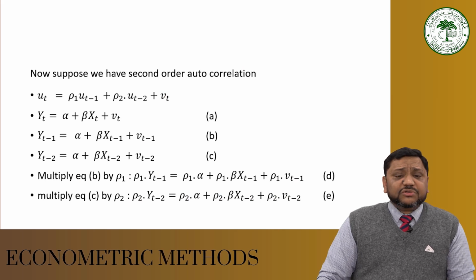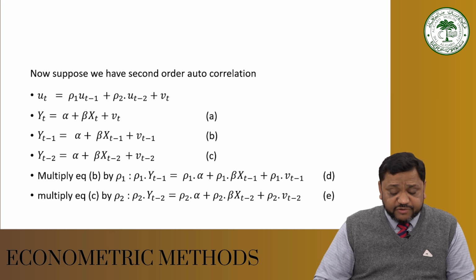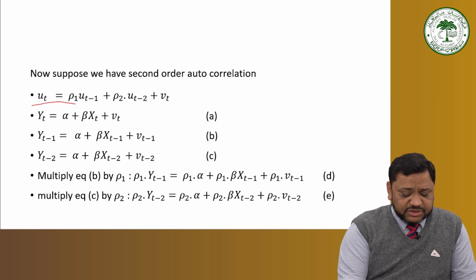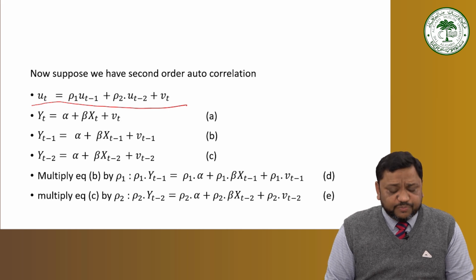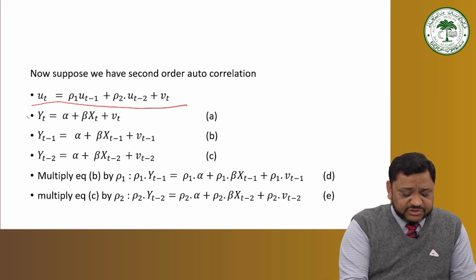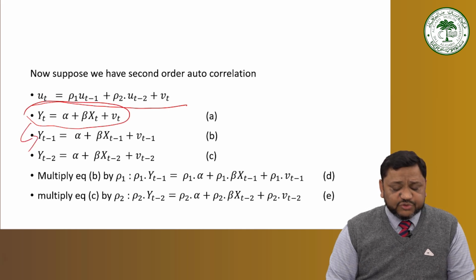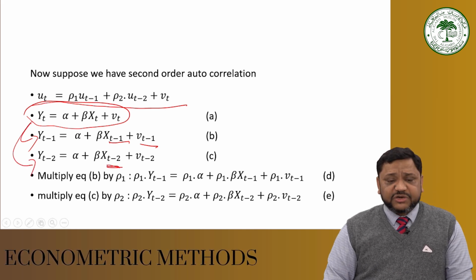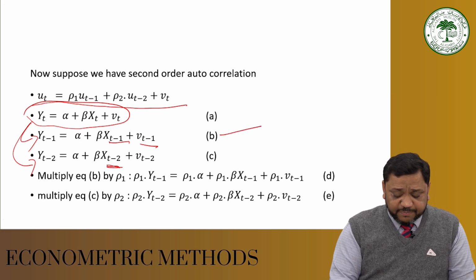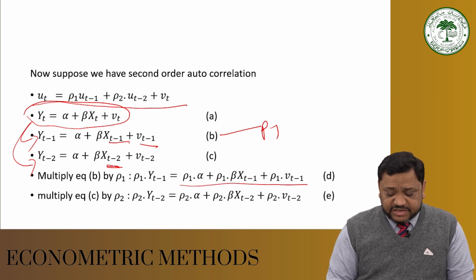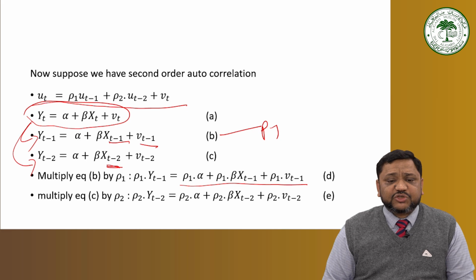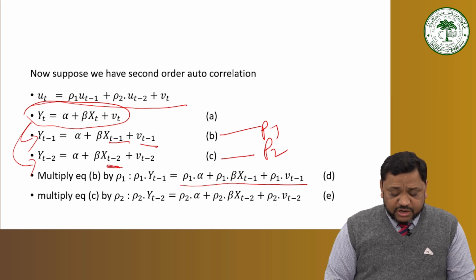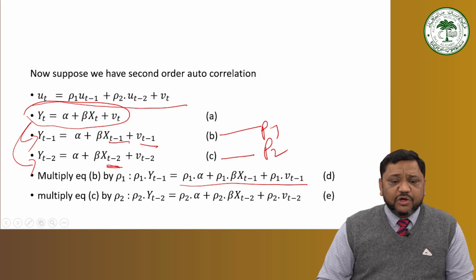Now suppose we take another case where we know that we are going for a second order autocorrelation. Here the form of autocorrelation is ut is equal to rho 1 ut minus 1 plus rho 2 ut minus 2 plus vt. So now we transform our original equation into yt minus 1, taking one period lag, and then into yt minus 2, taking a lag of 2 periods. This equation B we multiply by rho 1 and we get rho 1 alpha plus rho 1 beta xt minus 1 plus rho 1 ut minus 1, and the second equation C we multiply by rho 2. So this gives rho 2 alpha plus rho 2 beta xt minus 2 plus rho 2 ut minus 2.